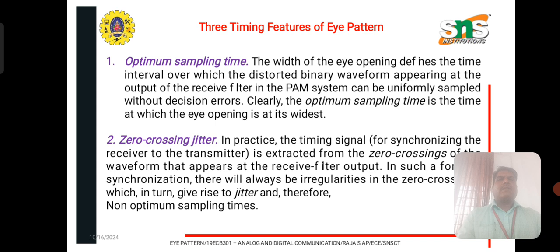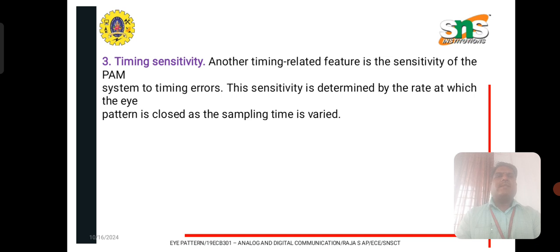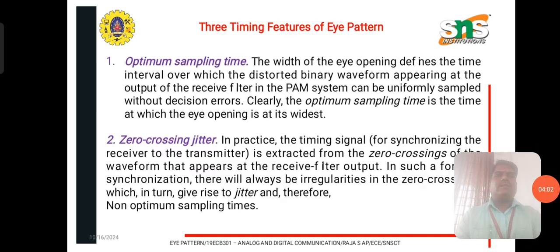Three timing features of the eye pattern are optimum sampling time, zero crossing jitter, and finally the timing sensitivity. Optimum sampling time: the width of the eye opening defines the time interval over which the distorted binary waveform appearing at the output of the receiver filter in the PAM system can be uniformly sampled without decision errors. Clearly, the optimum sampling time is the time at which the eye opening is at its widest.